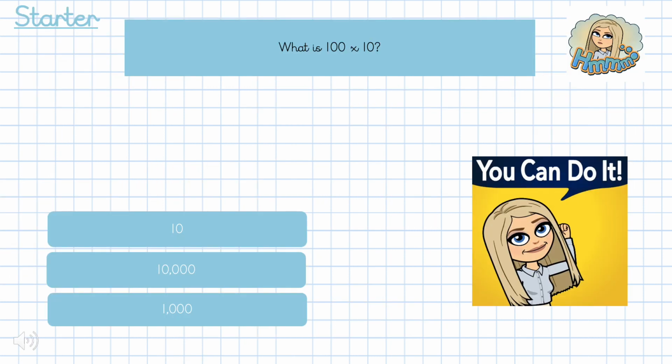Hello and welcome to Miss Charman's quiz. It's now time for question 1. What is 100 times by 10? Is it A, 10, B, 10,000 or C, 1,000?